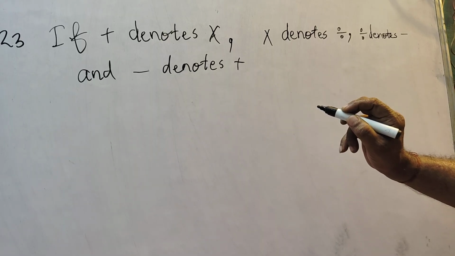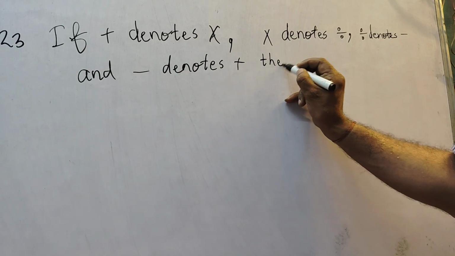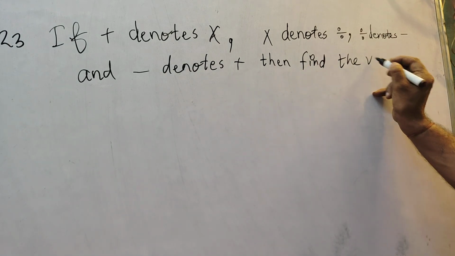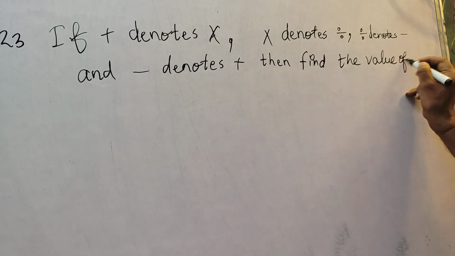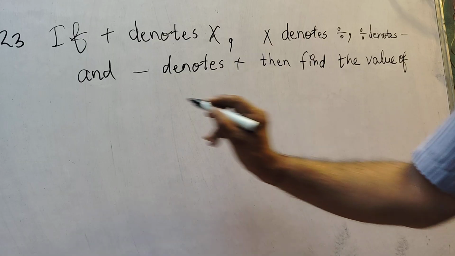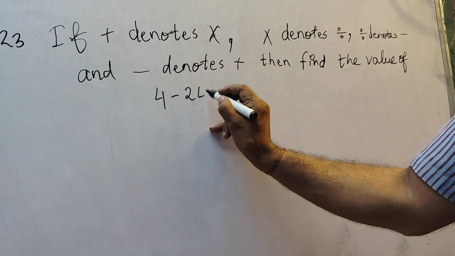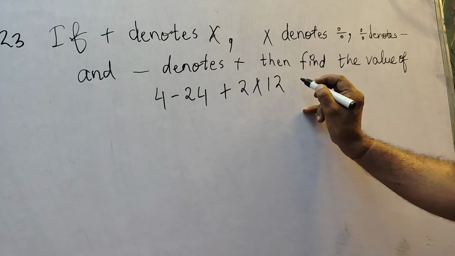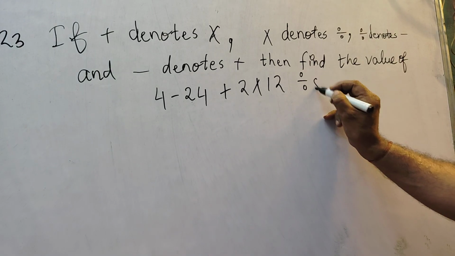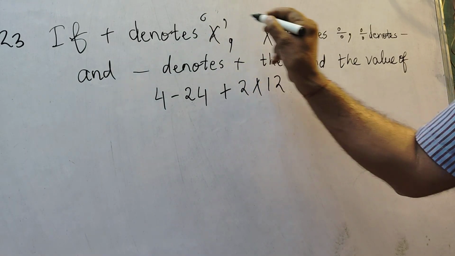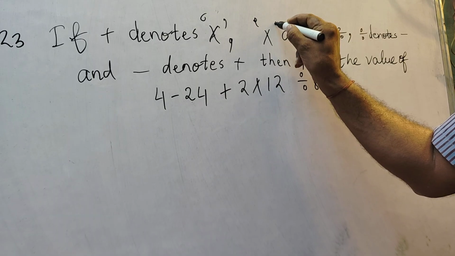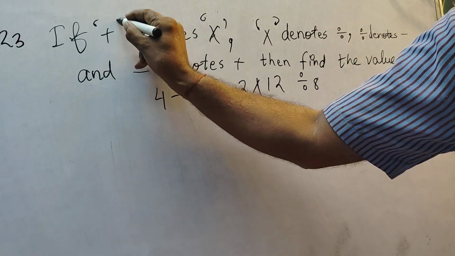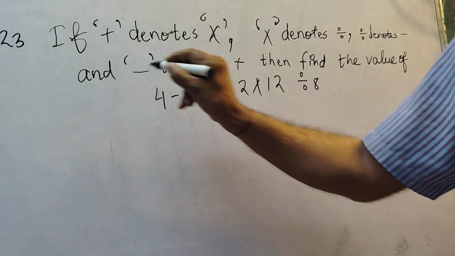Then find the value of 4 minus 24 plus 2 multiply 12 divide 8. So here is the single question.